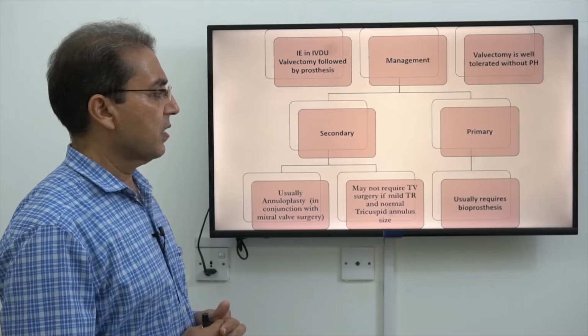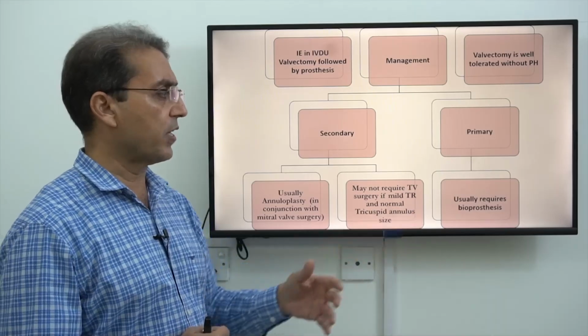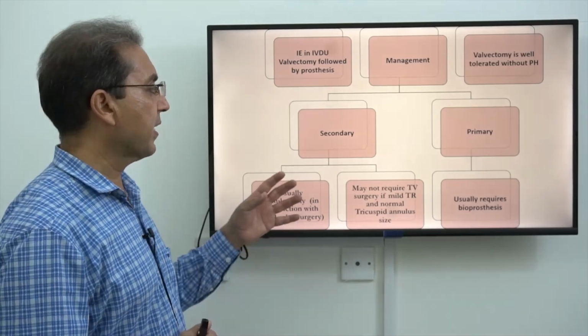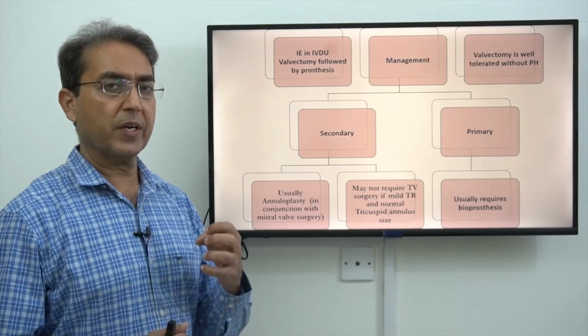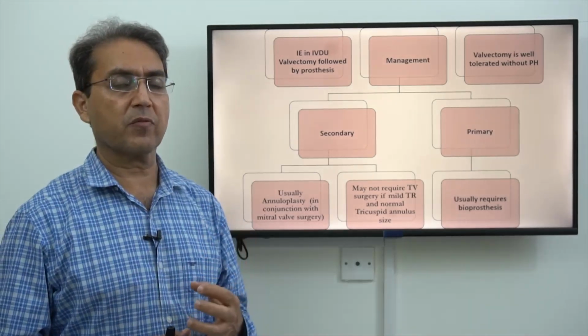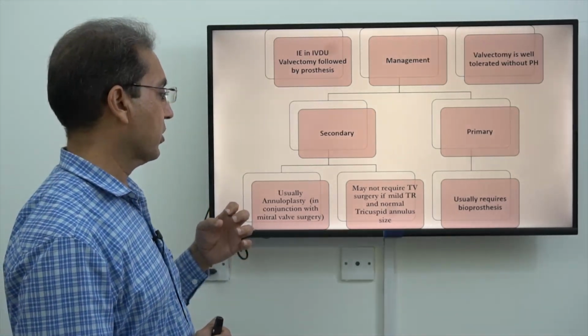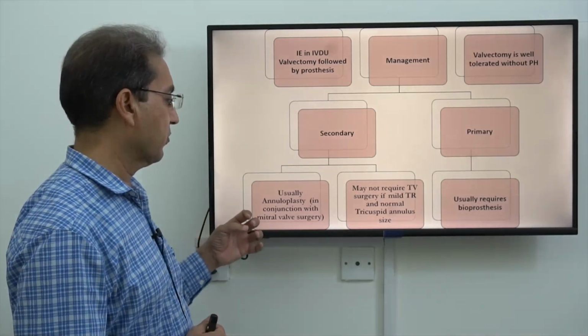The management of primary tricuspid regurgitation generally requires bioprosthesis. You have to replace the valve. But in secondary, you can go for the treatment of the underlying cause. You may control the underlying cause, for example, heart failure, medically. But if it's not responding and the patient has symptoms, you may go for surgery, which usually is annuloplasty in conjunction with mitral valve surgery.